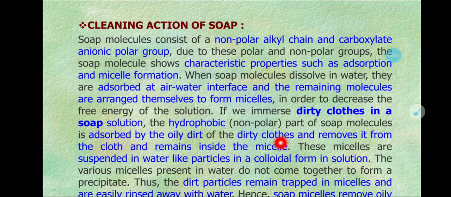That means the non-polar part directly goes into or adsorbs on the oily dirty part of the cloth and removes it from the cloth. Like dissolves like, so the oil will be dissolved into the oily part of the molecule and remain inside the micelle. The molecules remove the oily part and form an aggregate, and we call the aggregate a micelle.